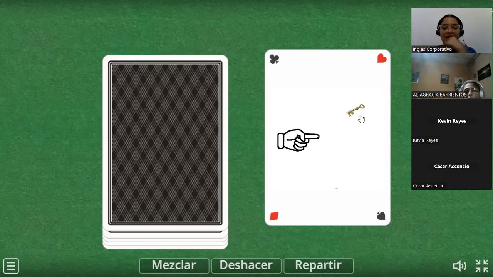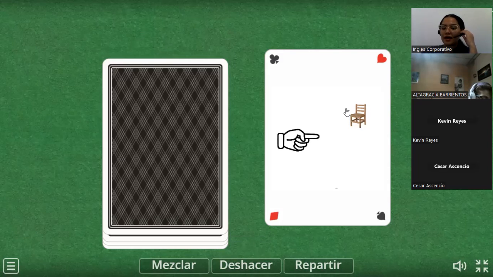Is singular? That. Thank you. That is a key. That is a key. Chair. That is a chair.